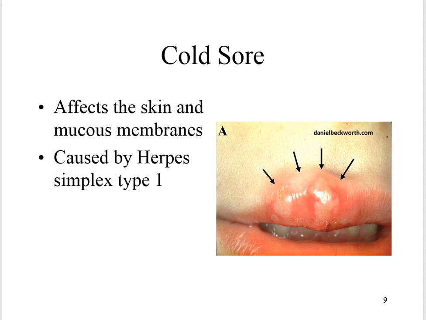Now, a cold sore affects the skin and mucous membranes. It's caused by herpes simplex type 1. It lies dormant in nervous tissue with recurring lesions appearing throughout life.